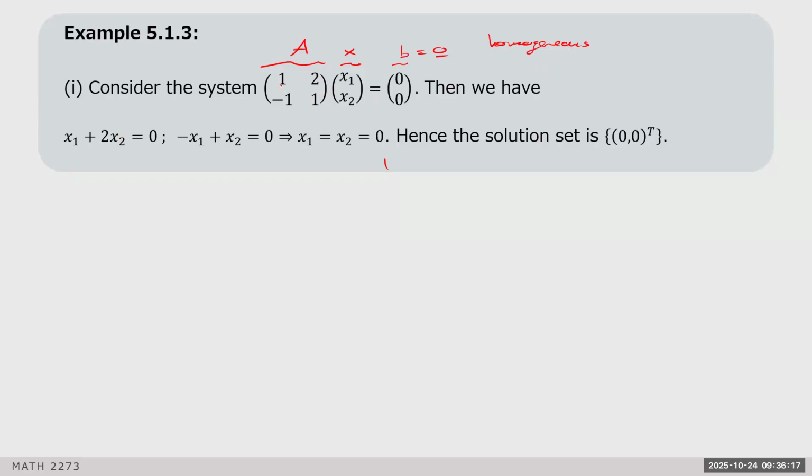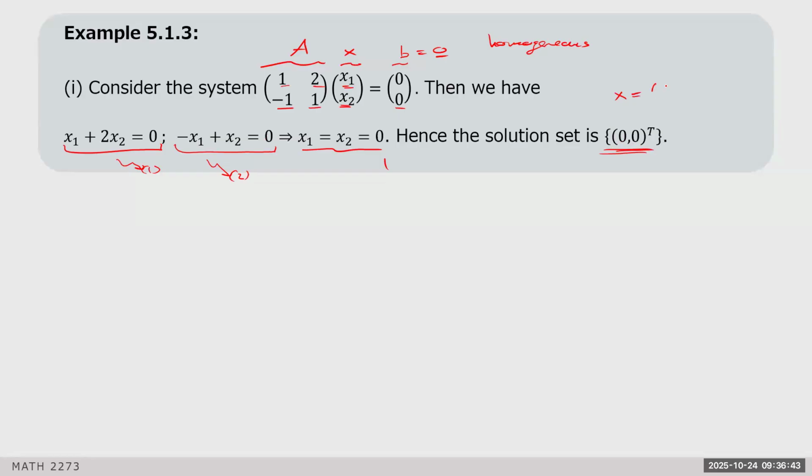So you get 1·x1 plus 2·x2 equals 0, and minus 1·x1 plus 1·x2 equals 0. Right, so this is equation 1. This is equation 2. Solve those simultaneously and you get x1 equals x2 equals 0. So the solution set has only one vector, (0, 0).